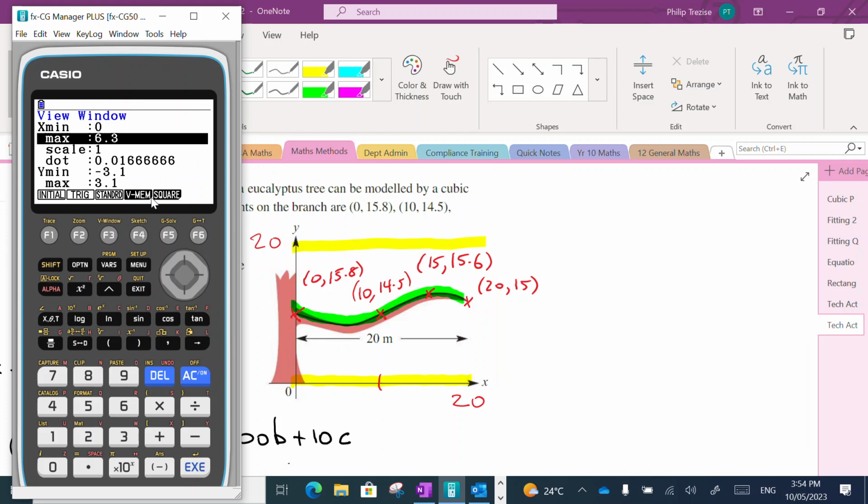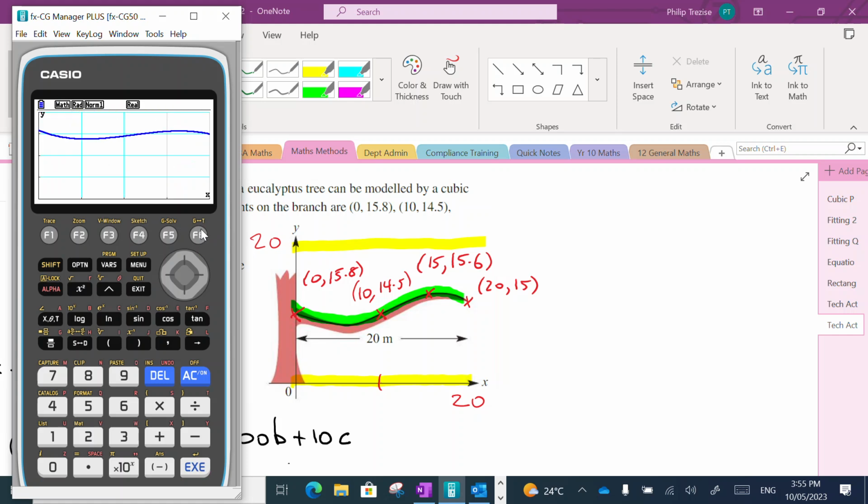I'll put 0 to 20 and let's go up in steps of 5. Don't worry about the value of the dots. That just is how large a pixel is. It'll automatically figure that out for you. The Y minimum will also go from 0 to 20. Might as well go up in steps of 5 for that one as well. Press exit, redraw, and there's the picture on the calculator that looks pretty close to the diagram we were trying to follow.